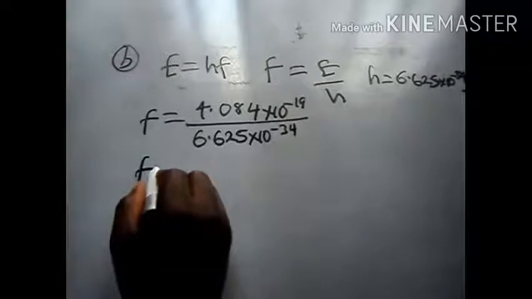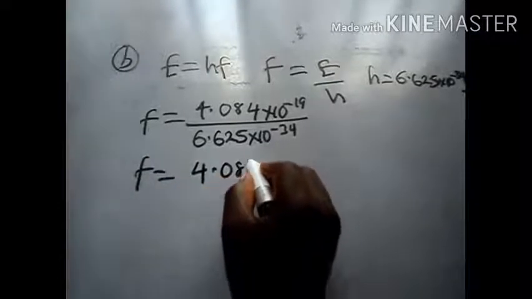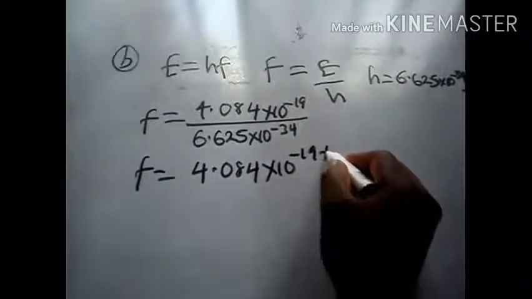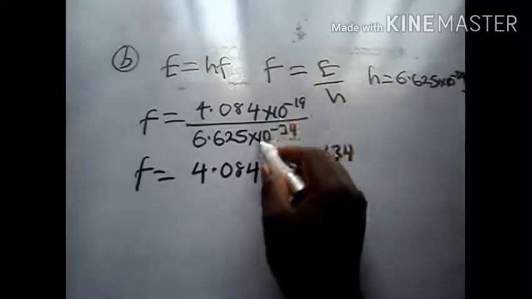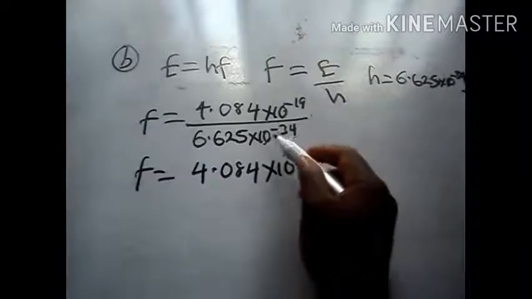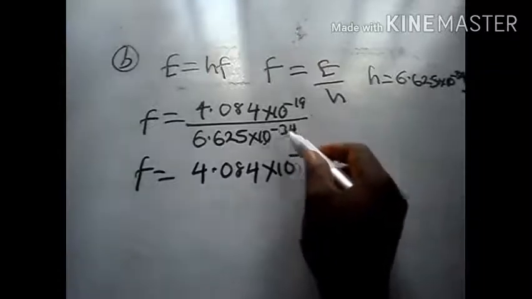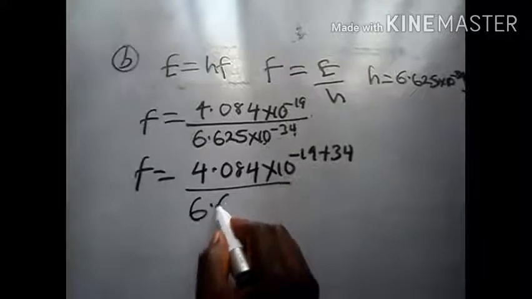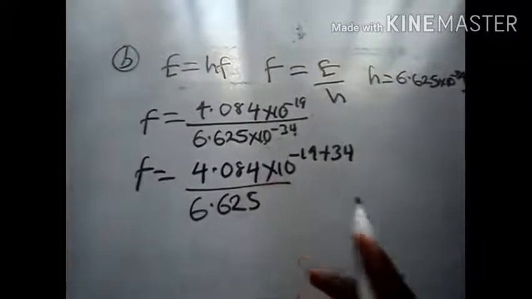We have our frequency to be 4.084 times 10 raised to the power minus 19 plus 34. Since we are having a base 10 here, that's the exponential here. So here we bring this up, and the negative sign will change to positive sign. So we have 6.625. So that's all we have here.